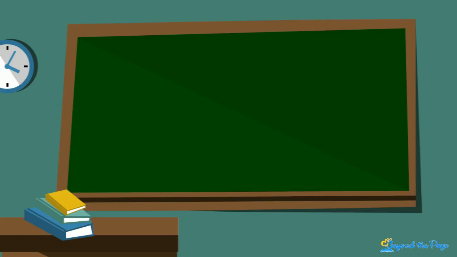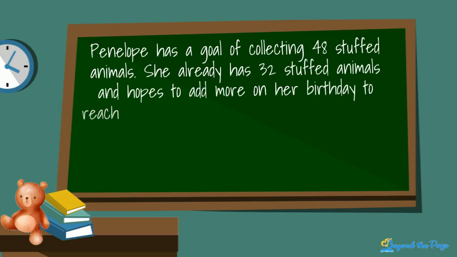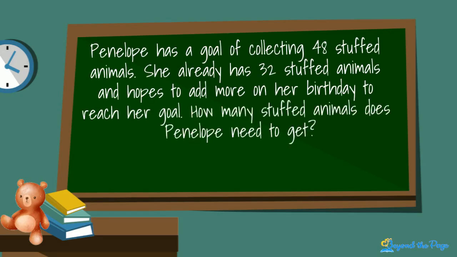an equation. Penelope has a goal of collecting 48 stuffed animals. She already has 32 stuffed animals and hopes to add more on her birthday to reach her goal. How many stuffed animals does Penelope need to get?